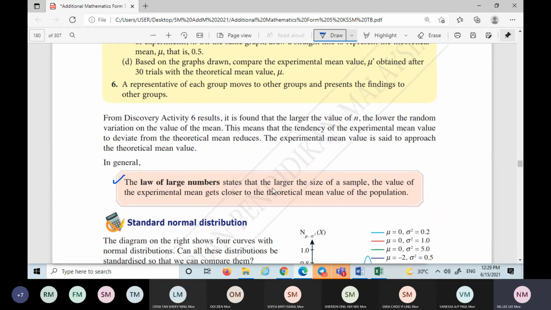The law of large numbers states that the larger the size of a sample, the closer the experimental mean gets to the theoretical mean value of the population. Same as what we said just now. The larger the size of the sample, the closer your experimental mean will get to the theoretical mean. The theoretical mean here is the expected one, the expected mean.